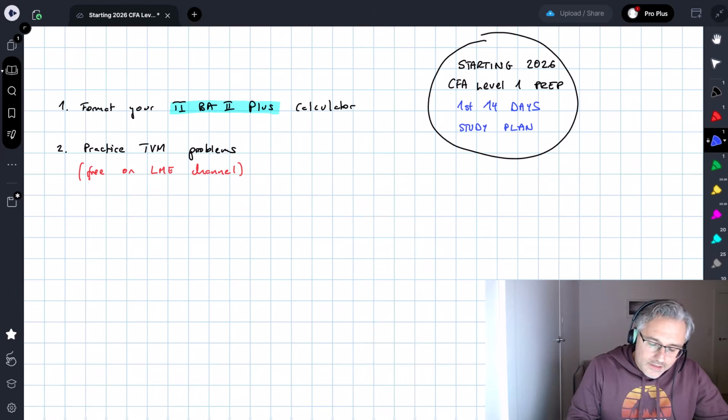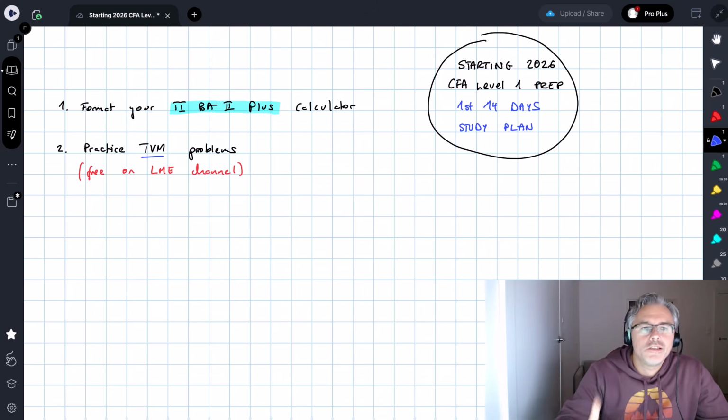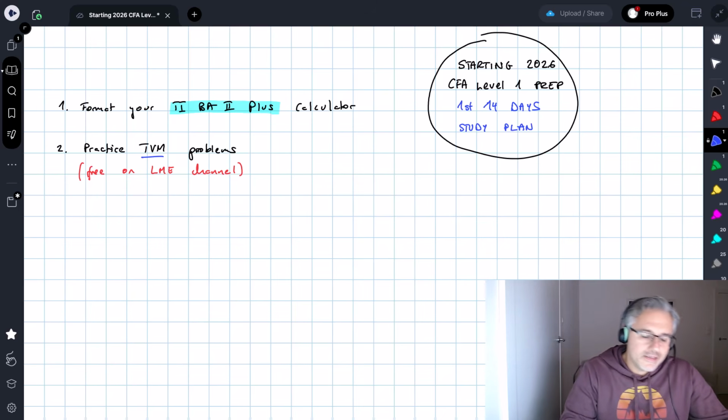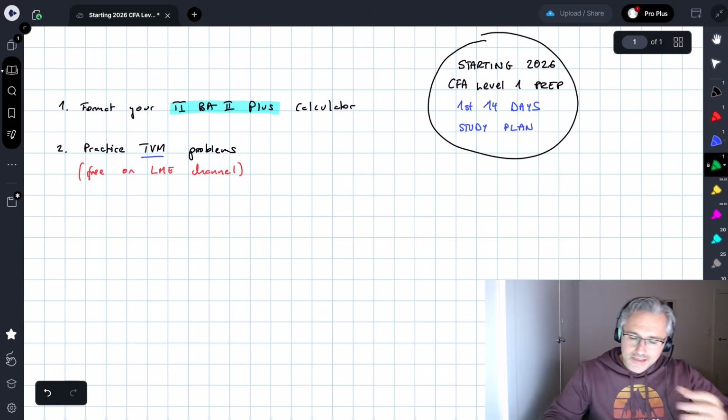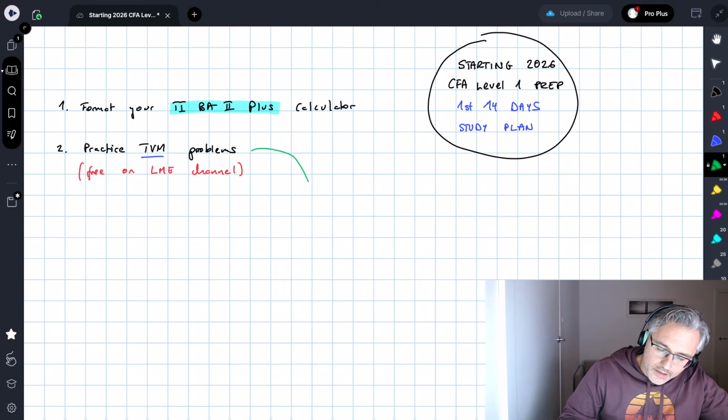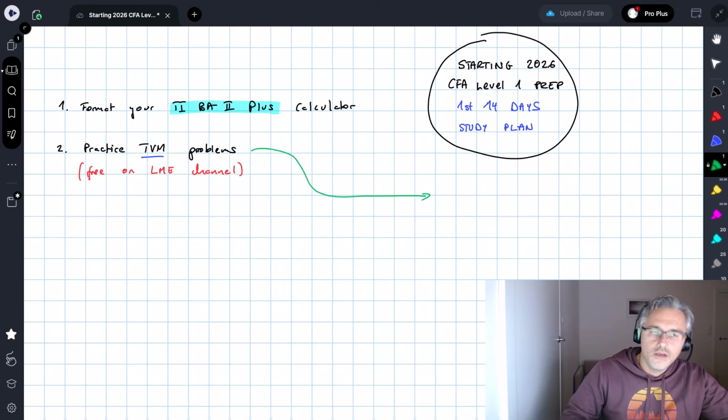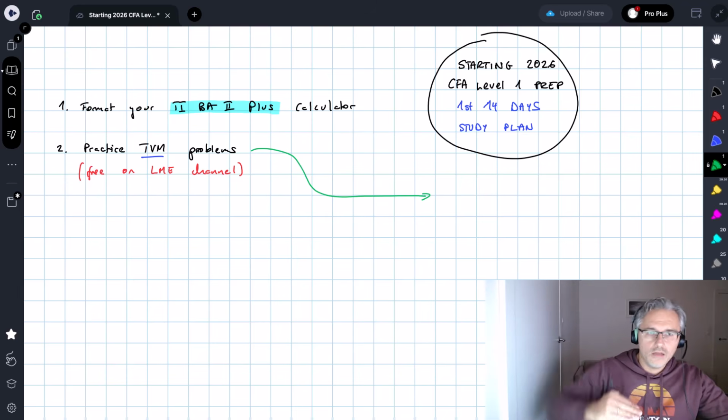Now, why is this important? Because TVM, time value of money, is an area of your studies that kind of belongs within quantitative methods, but this allows you to make a direct jump to 3 other topic areas which are very important, and I love making these jumps.